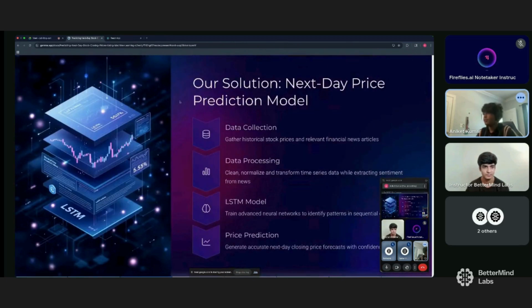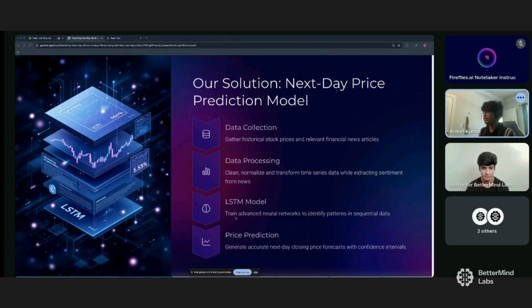Okay, so here's our solution for the next day price prediction model. We're going to start off with data collection. We're just going to gather any data about stocks. Then data processing: we clean, normalize, and transform time series data while extracting sentiment from news. Then the LSTM model: we train advanced neural networks to identify patterns in sequential data, and price predictions to generate the most accurate prices for our users and make it the best it can be.